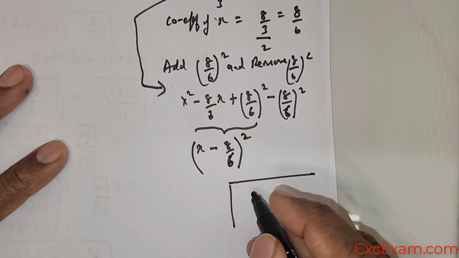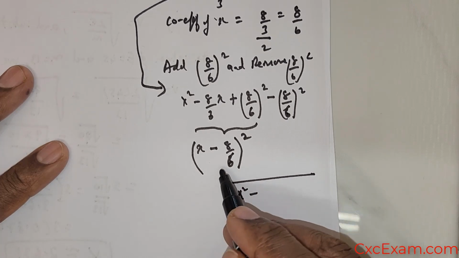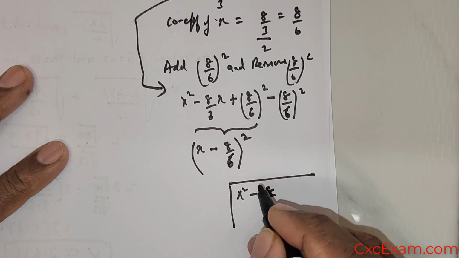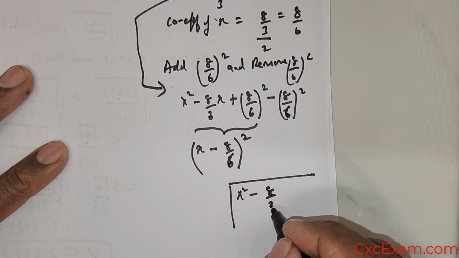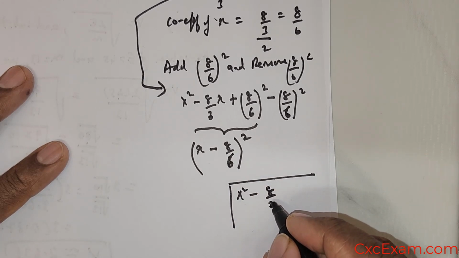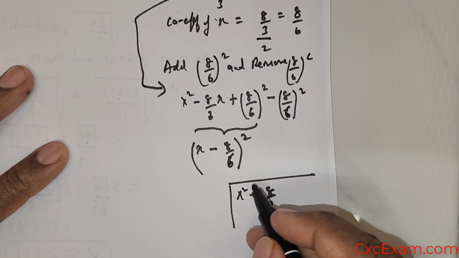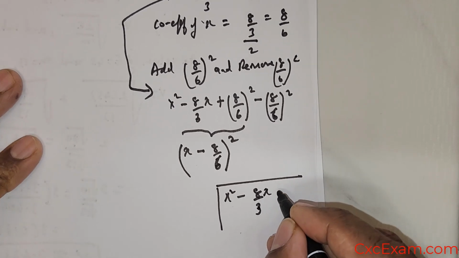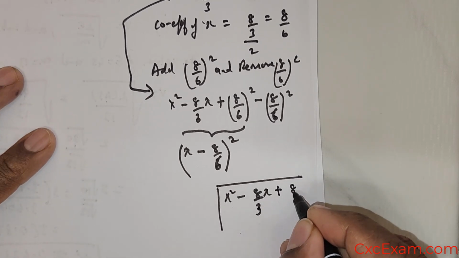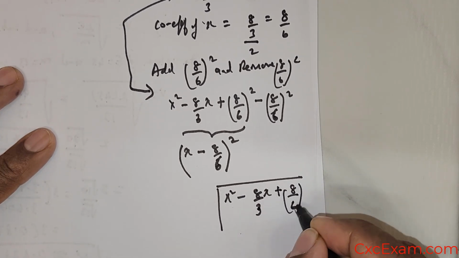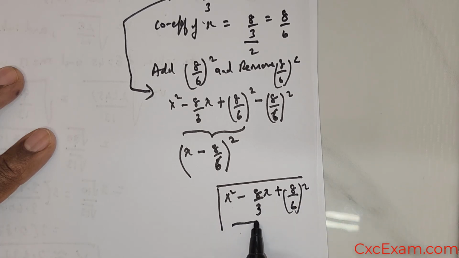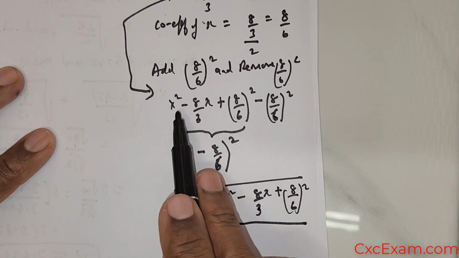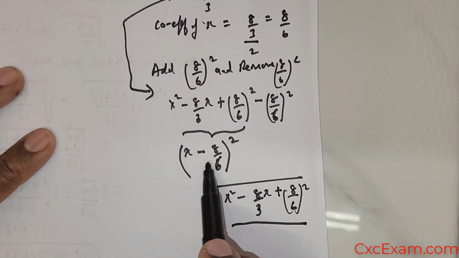If you were to expand this, you get x squared minus 2 times 8 over 6. So that will give you 2 times, because 2 will reduce the 6, giving you 8 over 3 times x, and then you have to add 8 over 6 squared. Now this is exactly what you see here. Okay, so we have successfully written this as a perfect square.